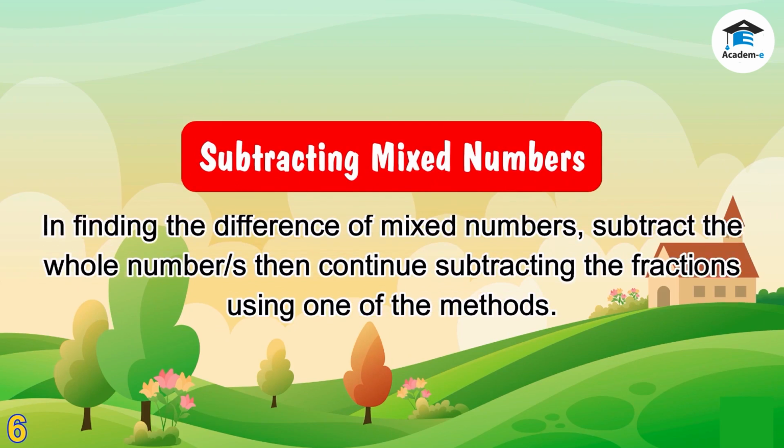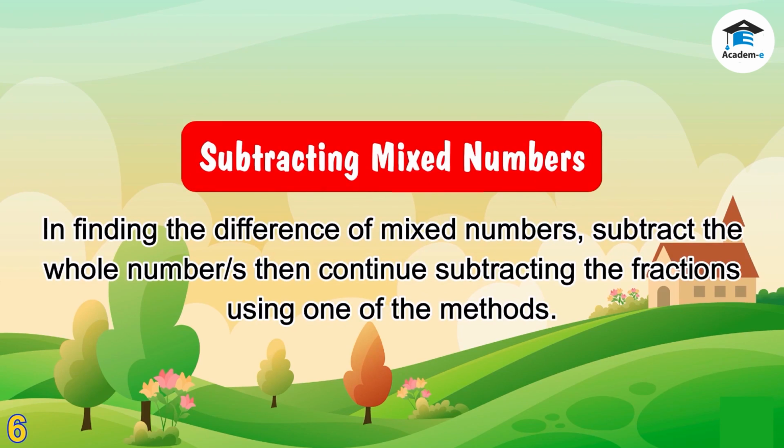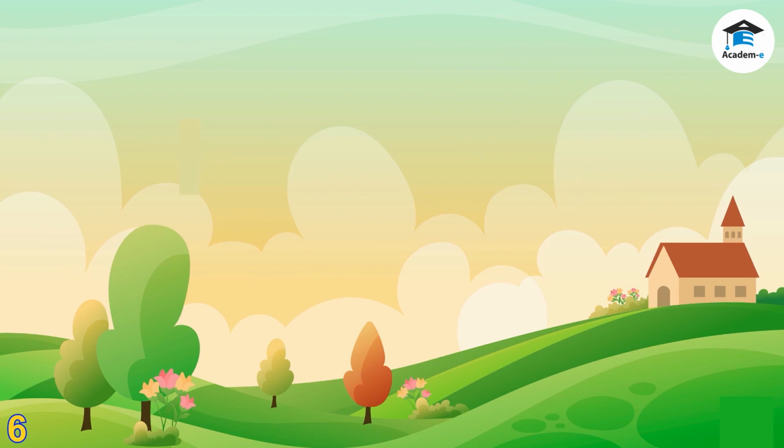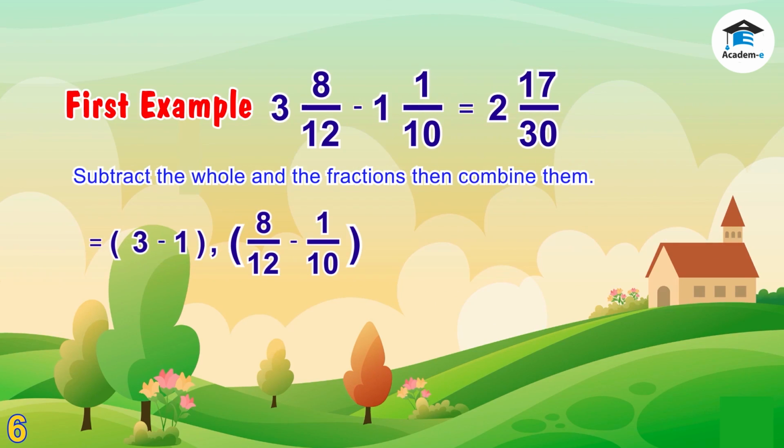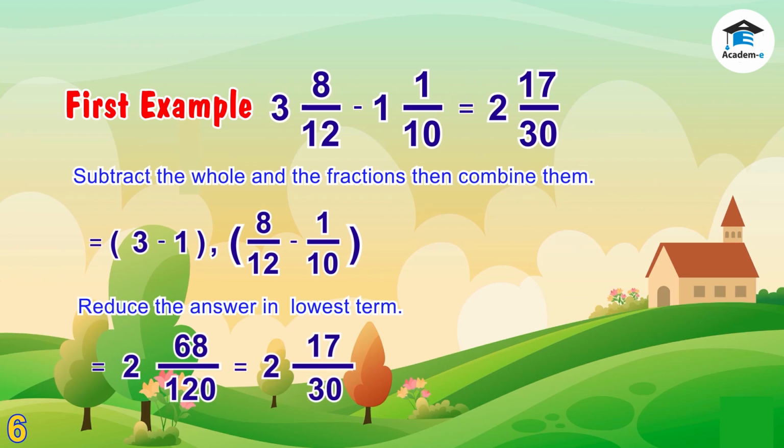Subtracting mixed numbers. In finding the difference of mixed numbers, subtract the whole numbers, then continue subtracting the fractions using one of the methods. First example. Subtract the whole and the fractions, then combine them. Reduce the answer in lowest term.